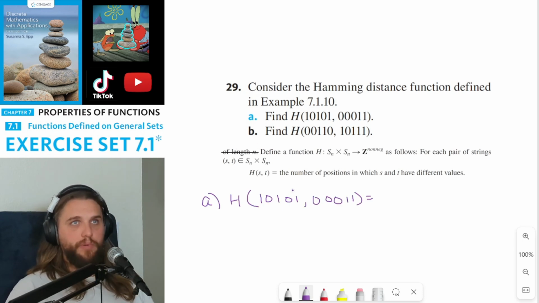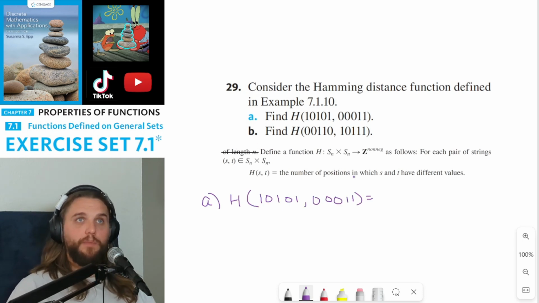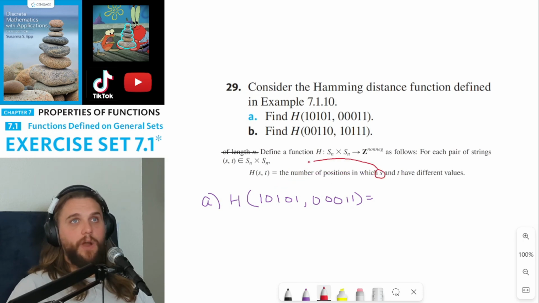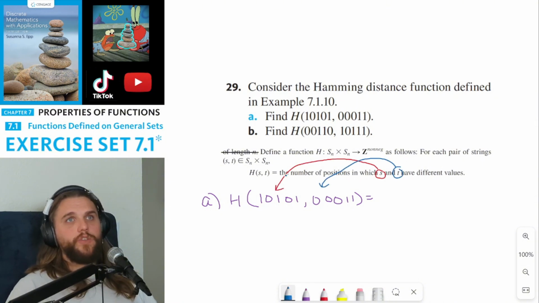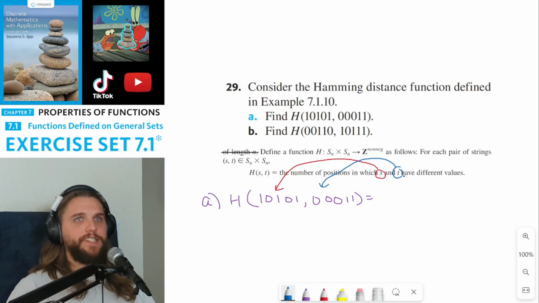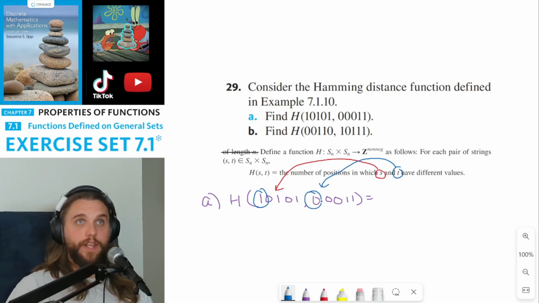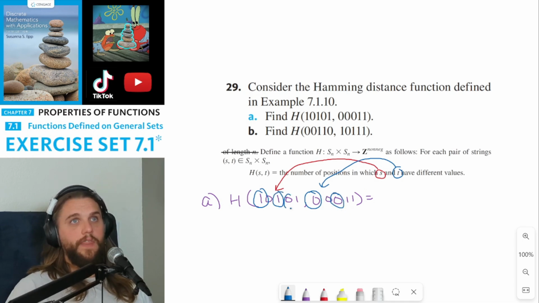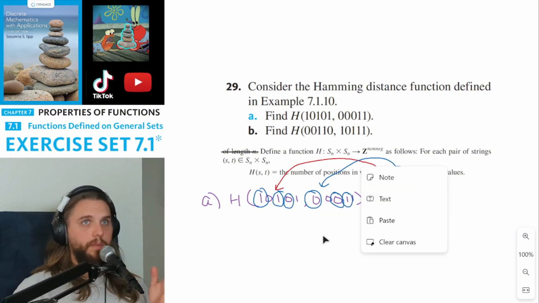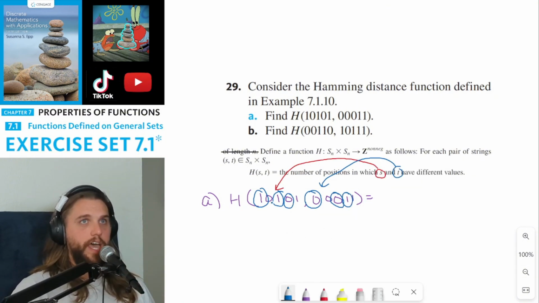Now, to find the output here, we need to identify the number of positions in which s and t have different values. In this case our s is the first coordinate here, and t represents the second coordinate here. What we can do is circle the values where they're different, like this 1 and 0 here, and this 1 and 0 here in the middle position, and this 0 and this 1. So when comparing these two bit strings, we notice that 3 of the positions have different values.